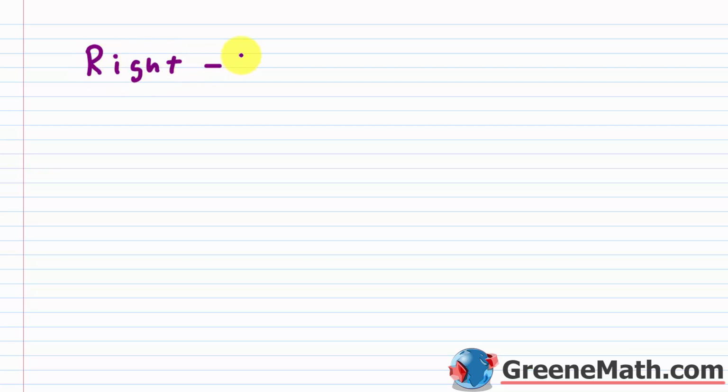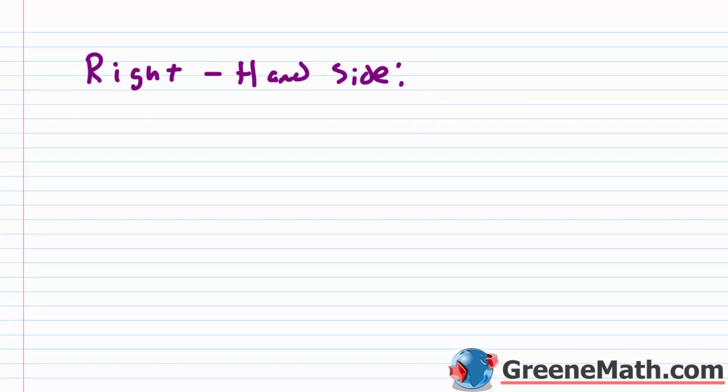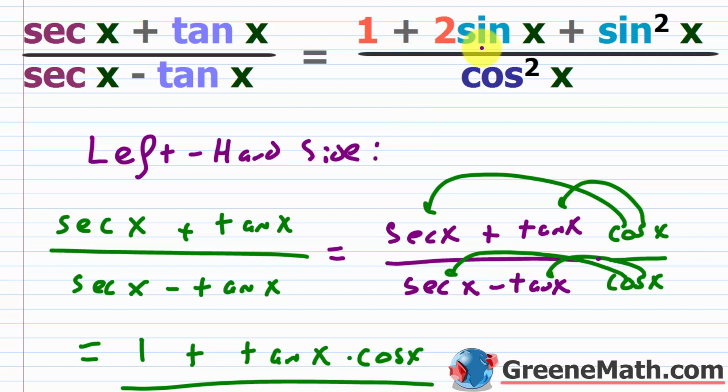So right-hand side. Okay, penmanship is hard for me. So let's come back up, and let's think about this guy. So we have 1 plus 2 times the sine of x plus sine squared of x over cosine squared of x. So let's come down.